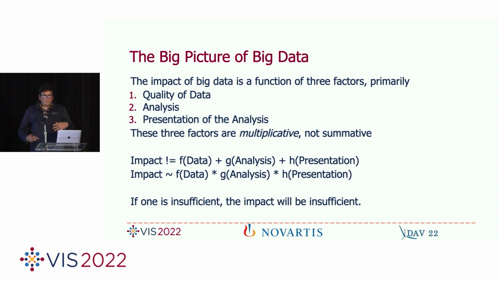And so from these two projects, I think the big takeaway that I've had in my career so far is that the impact of big data, the impact that you want to get out of it, is really a function of three factors. So the quality of the data is important, the analysis you do is really important, but the presentation of the analysis is maybe where Viz comes in for me. And I think that these three factors are multiplicative and not summative. And that means if one of them is zero, the impact is going to be zero.